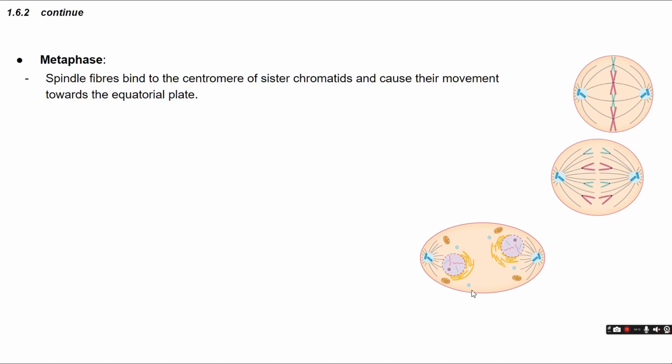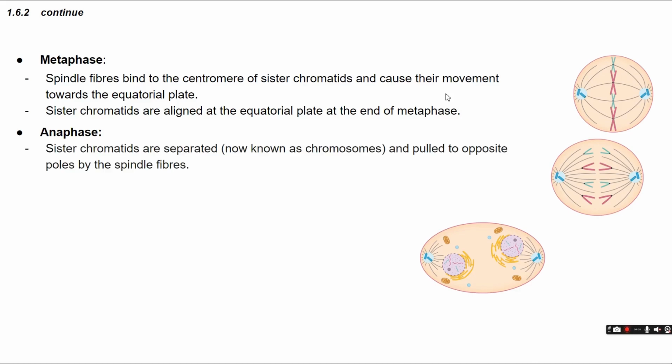Then we have metaphase, which is when the spindle fibers right here bind to the centromere of the sister chromatids, which is the middle portion of the sister chromatids where they attach, and cause their movement towards the equatorial plate, so in the middle. The sister chromatids are aligned at the equatorial plate by the end of metaphase. In anaphase, the sister chromatids are separated, so you see here they're separated.